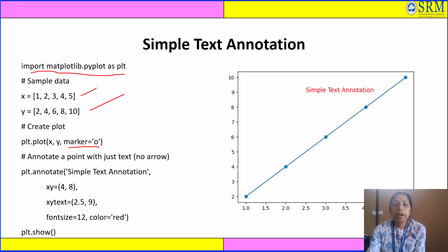Okay, so if you want to add some arguments in the annotate function, first is the text, whatever text you want to add in the graph. Second is which point you want to identify and the position of the text. After that, the font size and color are not mandatory. Then if you write plt.show, the plot will appear in front of you.